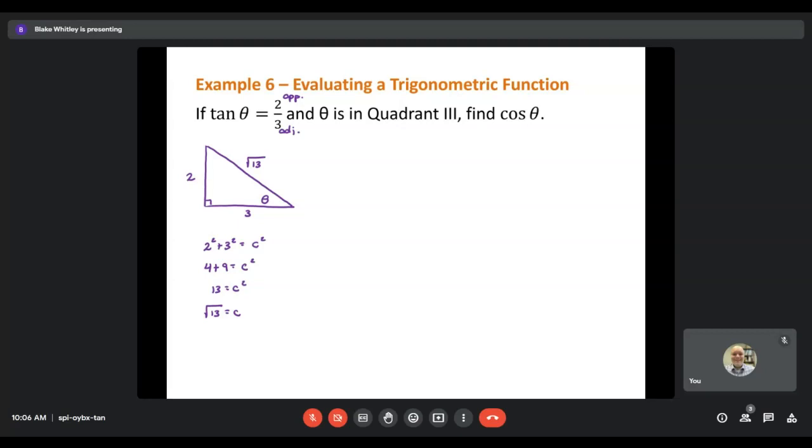All right, so now, based off of that triangle, if I'm looking at cosine of theta, I know cosine is going to be adjacent over hypotenuse. Here's my hypotenuse. Here's my adjacent. And so that's going to be 3 over square root of 13. But because we're in quadrant 3, we have to think about if that's going to be positive or negative. Well, in quadrant 3, tangent and cotangent are positive. Everything else is negative, so I know cosine has to be negative.